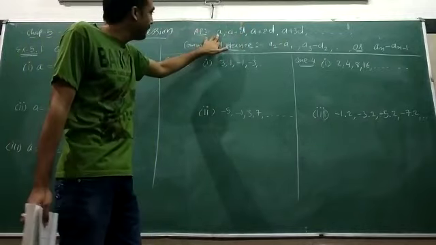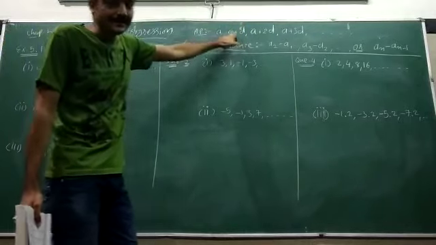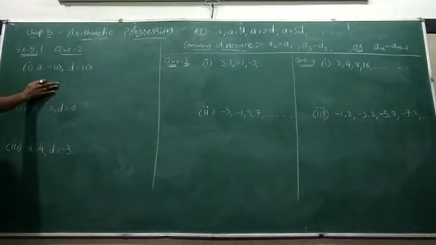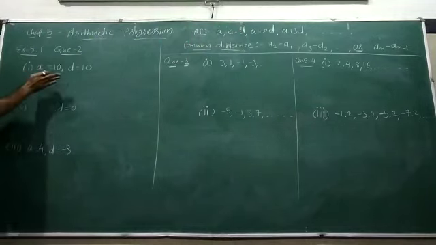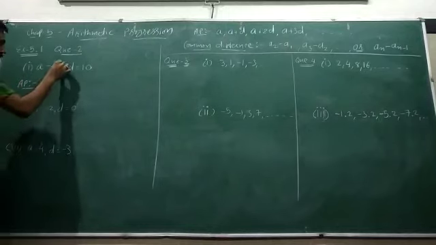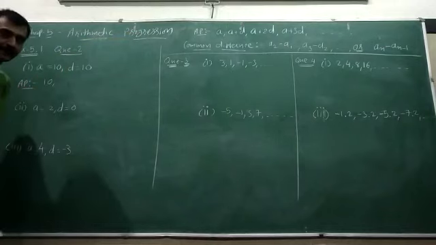So the first term A is given and the common difference D is also given, that is 10. So what will be the first four terms of this AP? What is the first term? What is A? That is 10. So the first term will be 10.